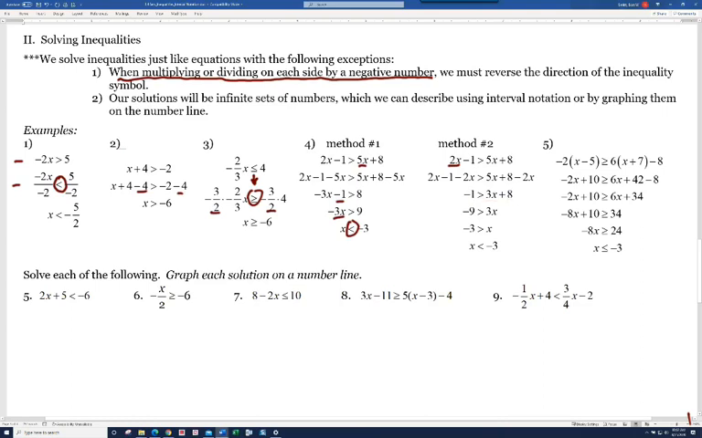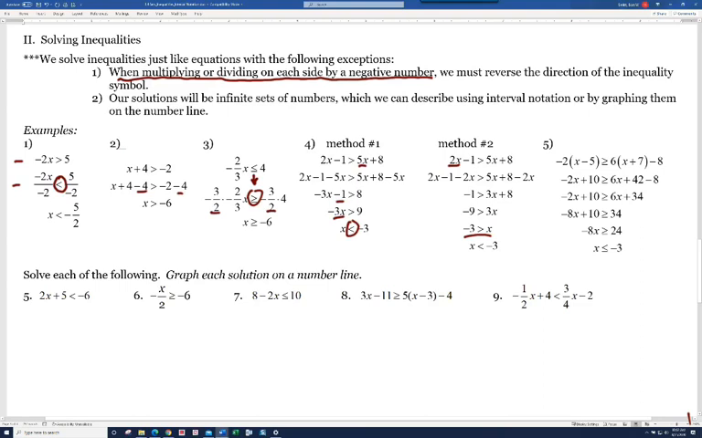And then I'm trying to get x by itself on the right. So I subtracted 8 from each side, and then I divided by 3 here, and notice I'm dividing by a positive, so the symbol didn't change, and so I end up with this here.